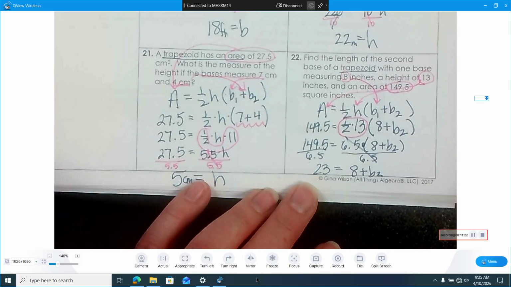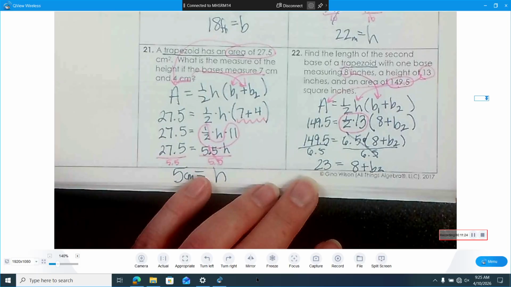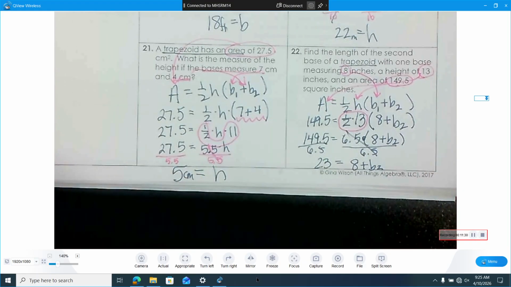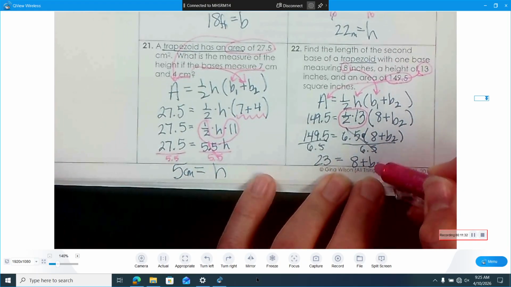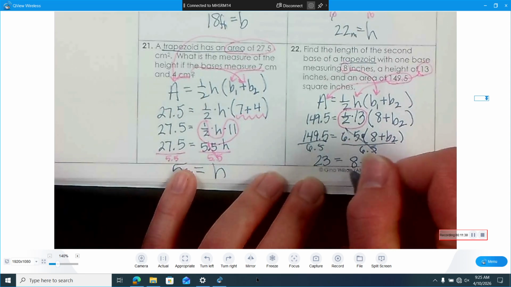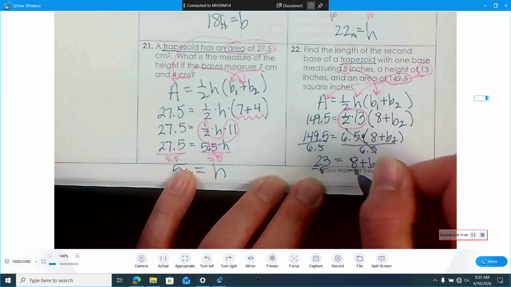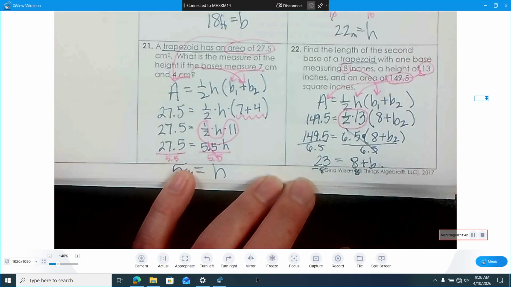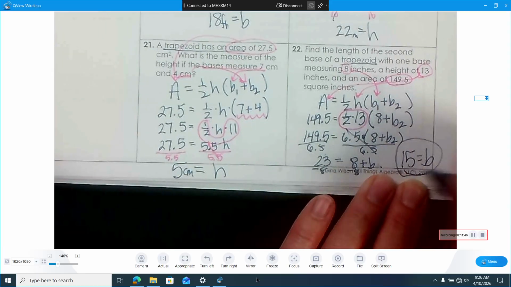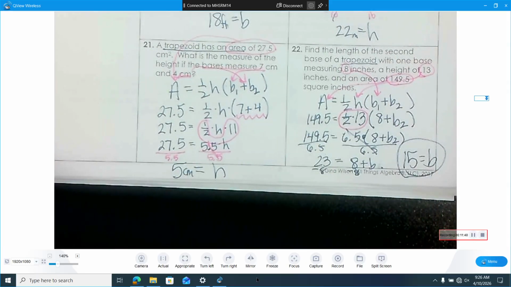And then how do you get b sub 2 by itself? Not divide. Imagine the sub 2 wasn't there. That's confusing. How do you get b by itself? How do we get rid of the 8? Subtract. Oh, yeah. Okay. So just subtract. Good. 23 minus 8 is 15. So 15 equals our other base.